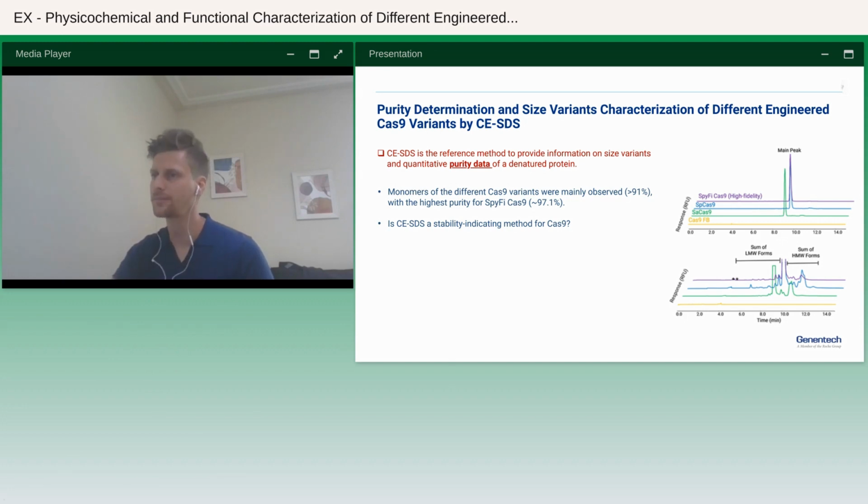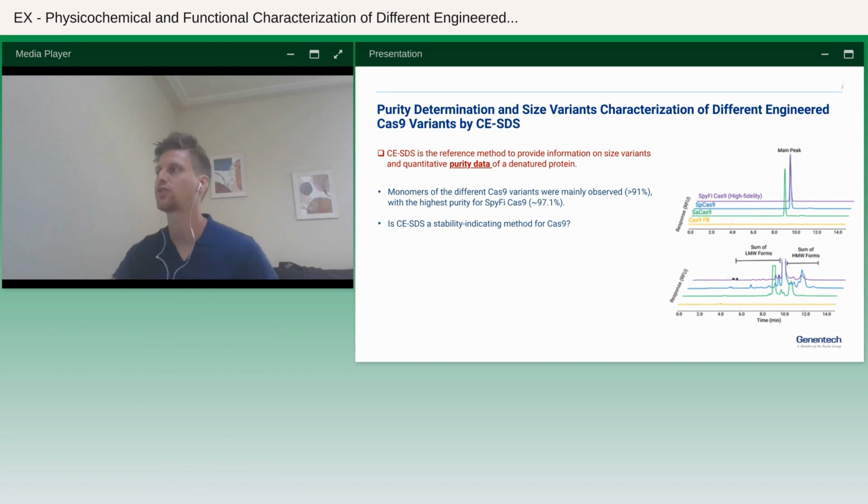And so in this case, we saw that we have a very good purity with all the different Cas9 variants, with purity superior to 91%, and SPY5-Cas9 has the highest purity with 97.1%.